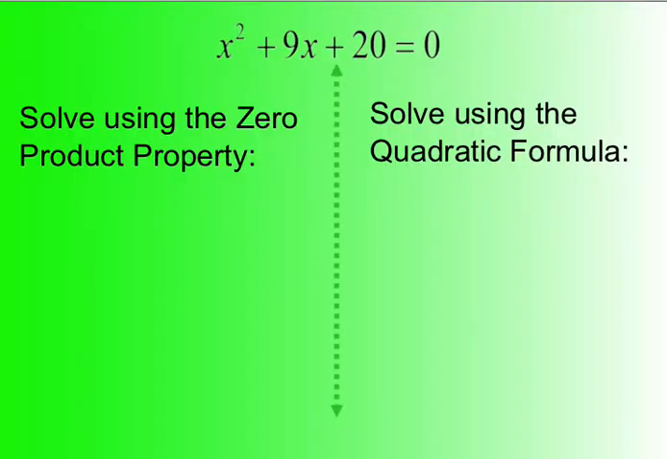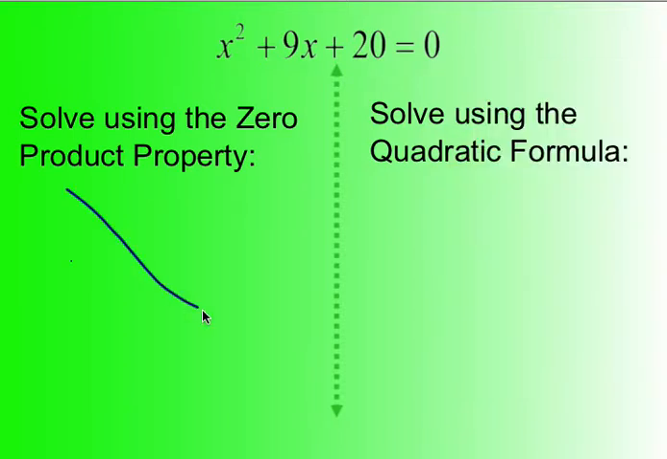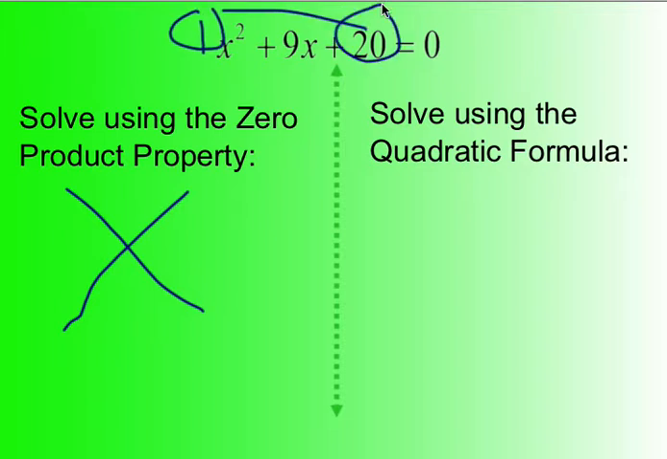So what we're going to do is solve each quadratic using a couple of different methods. The first one asks us to solve using the zero product property. So I'm going to set up my X. I take my a and multiply it times my c. So 1 times 20 is 20. So I'm multiplying to 20 and adding to 9. What multiplies to 20 and adds to 9? Well, that's going to be 5 and 4.